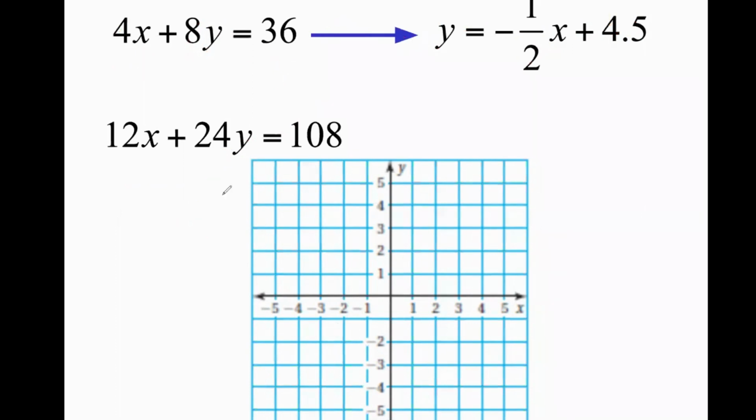You can do the same for our second equation. Again, y equals mx plus b.